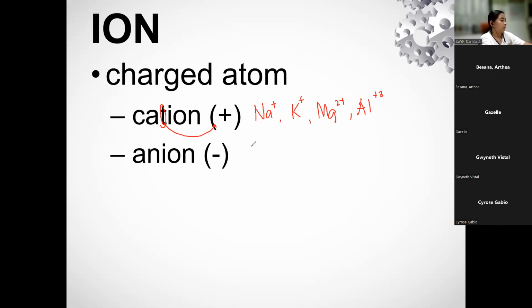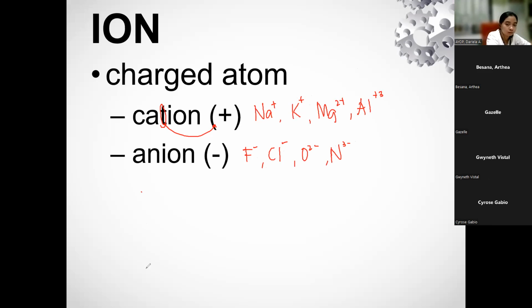Now, how about the anions? Most of our non-metals are in the anions class. What are the examples for this? We have fluorine, chlorine. If I don't put a plus number, automatically that's one. Oxygen is another one. Nitrogen is also an anion because they are negatively charged.